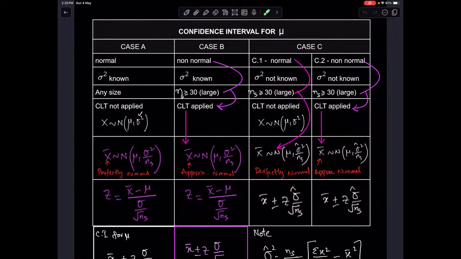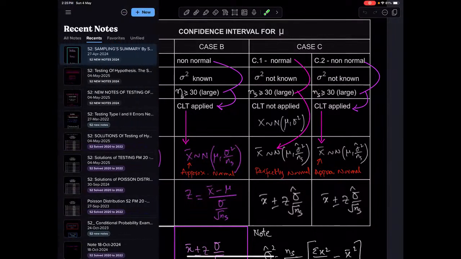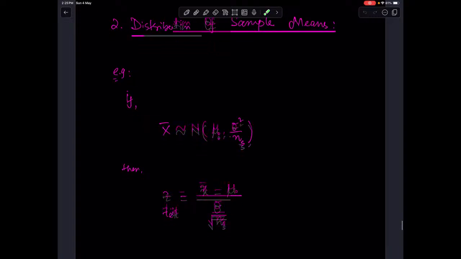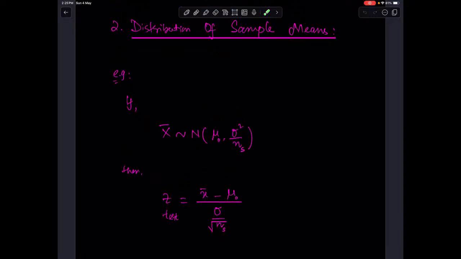When do we apply CLT? When the population is normal, we never apply CLT. And when the population is non-normal with n large, then we always apply CLT. So you must be good at sampling. For testing, the background knowledge is sampling and binomial and normal and Poisson distributions. If you are good at sampling, then you will be good at testing. Otherwise, it would be very difficult to handle testing of hypothesis.